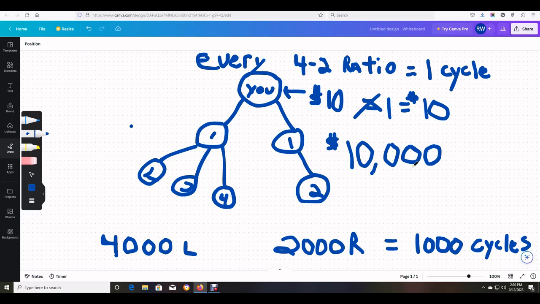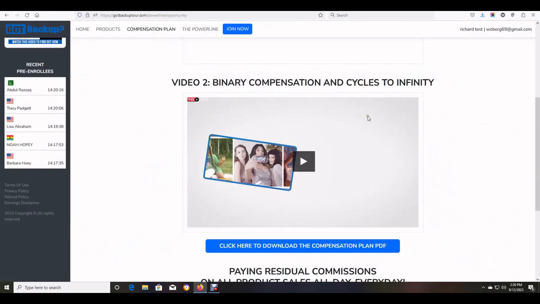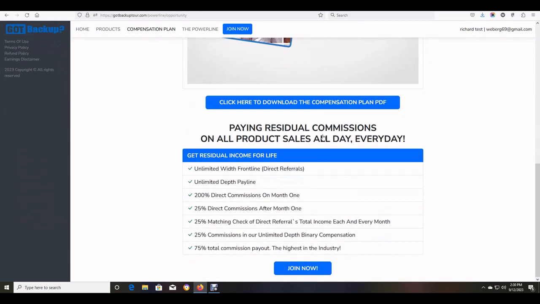And this is only one of the ways that we get paid. As I showed you when I was back here, where you take the free tour, there's a little chart that goes through how we get paid: commission on sales of the product, direct sales. You can have unlimited personal referrals. You get paid 200% upfront for month one, and then every month thereafter, you get paid for their monthly purchase of the product, which is $9.97 a month. Then you also get a 25% matching check of all your direct referrals' total income each and every month, and that is unlimited. And then there's the 25% payout in the binary commissions that I just explained to you, for a total payout the company pays of 75%, which is massive.